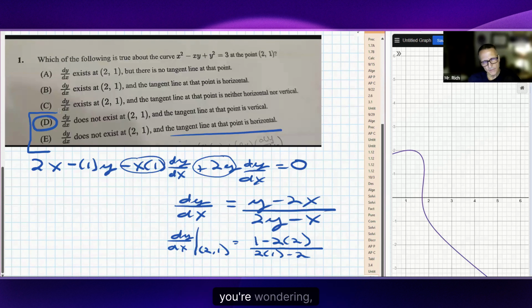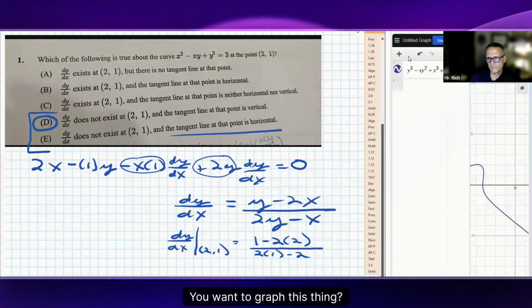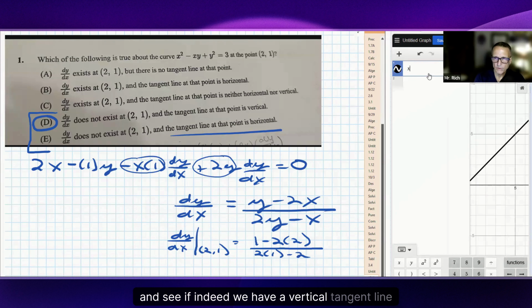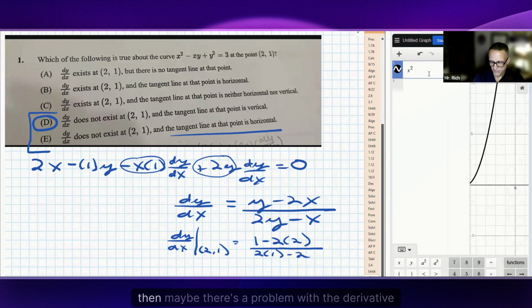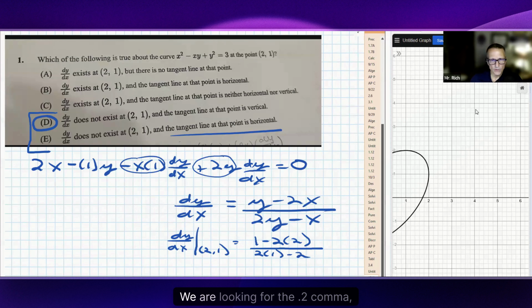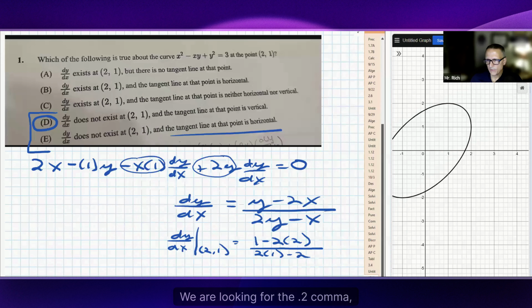And as you're sitting at home, you're wondering, I hope I got that right. You want to check it. You want to graph this thing. We will do that and see if indeed we have a vertical tangent line there. If not, then maybe there's a problem with the derivative that we just did. Plus y squared is equal to 3. We are looking for the point (2, 1).